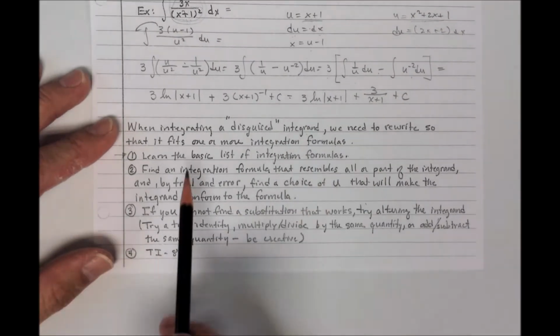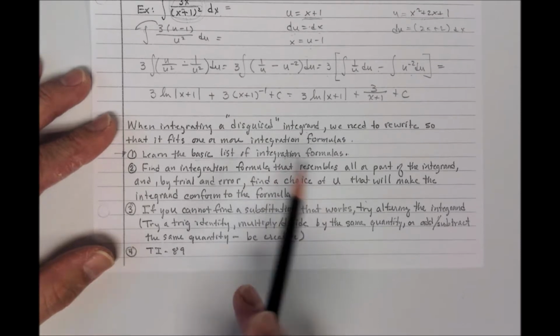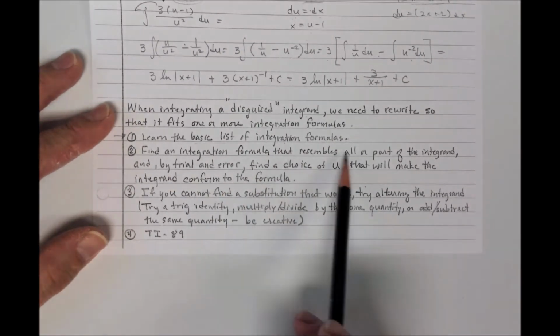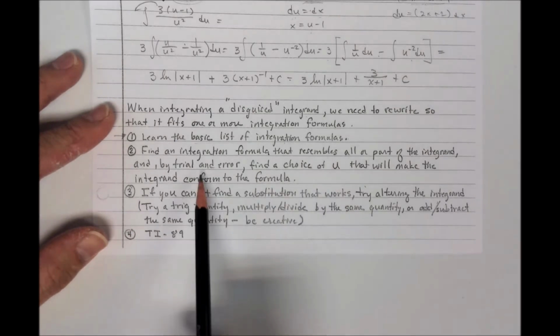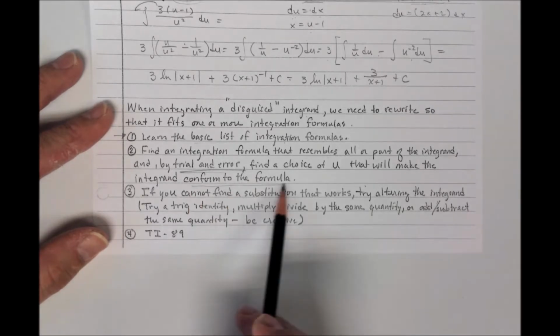So you need to know your basic list of integration formulas. If you don't already have them memorized, you're hurting yourself. You need to start memorizing them. Okay, so you find an integration formula that resembles all or part of the integrand, and sometimes by trial and error, you pick a u that fits and makes it conform to the formula.